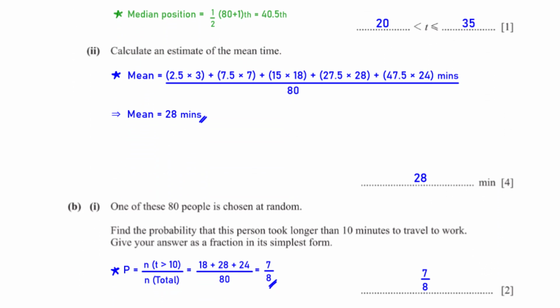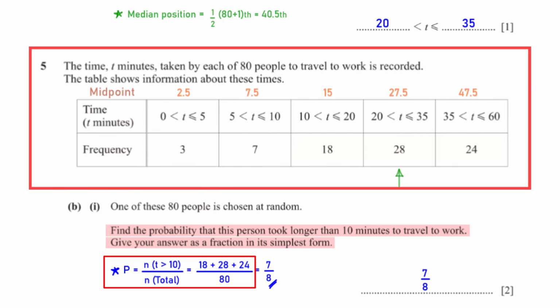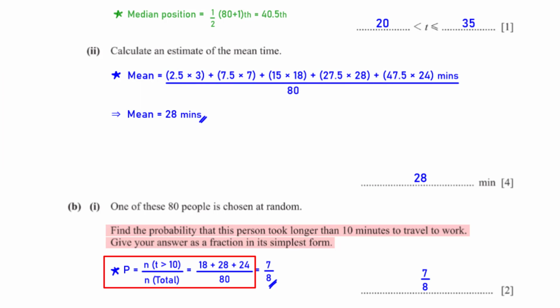One of these 80 people is chosen at random. Find the probability that this person took longer than 10 minutes to travel to work. Give your answer as a fraction in its simplest form. This probability is equal to the number of people who took longer than 10 minutes, which is 18 plus 28 plus 24, divided by the total number of people, which is 80. When we type this into the calculator, we get 7 over 8.